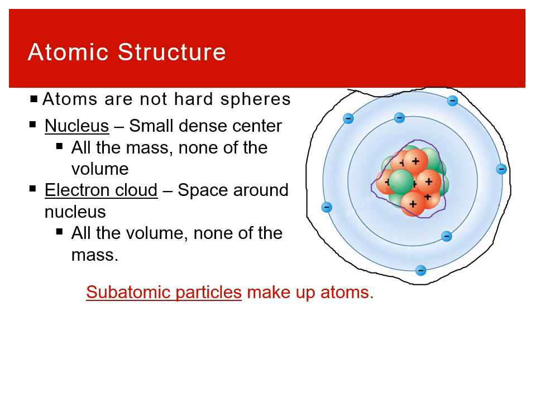So we have these 2 regions of the atom, and these regions are filled by what are called subatomic particles. So a subatomic particle, sub means below. So these are particles, little objects that make up or compose an atom. So they are inherently smaller than atoms, but they come together to make up atoms.